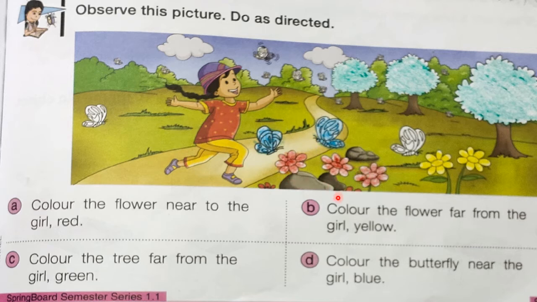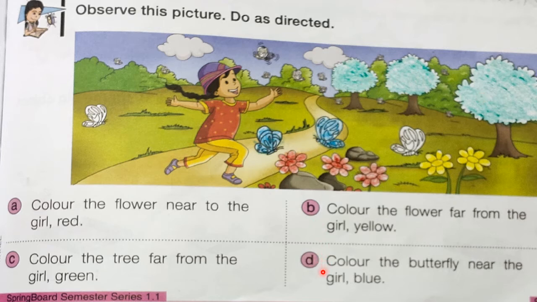Okay. And B, the second one is color the flower far from the girl. Which is far from the girl? Girl is here. And the flower far is this one. You have to color it in yellow color. Okay. Next, C. Color the tree far from the girl. Here there are 3 trees. You have to color these 3 trees in green color, children.